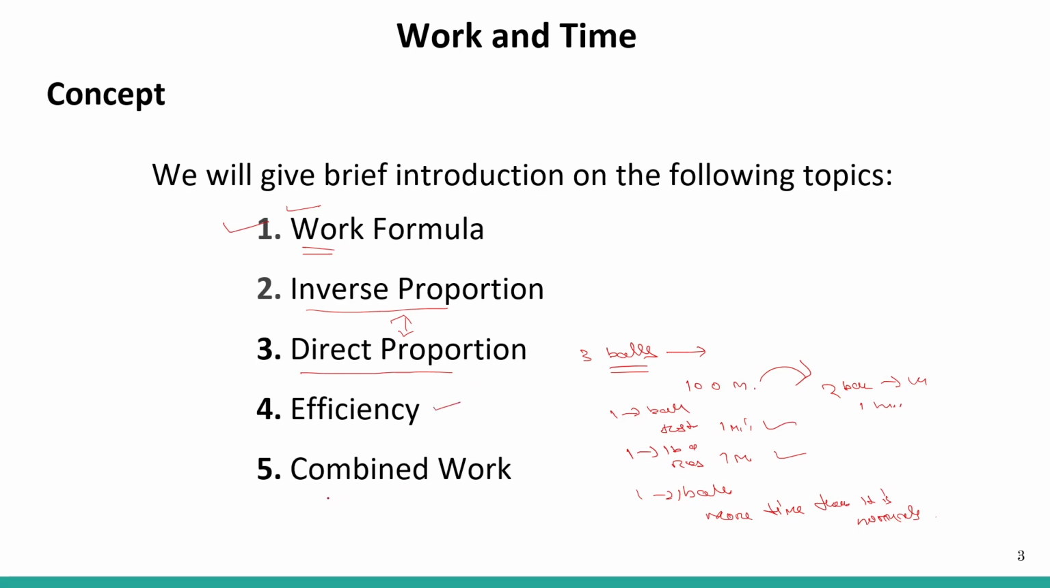We'll also see combined work. If 2 people have different efficiencies, then how much time will they take? If we are given their individual times, how much will they take combined? These are the concepts we will learn in this topic: the work formula, inverse proportion, direct proportion, efficiency, and combined work.